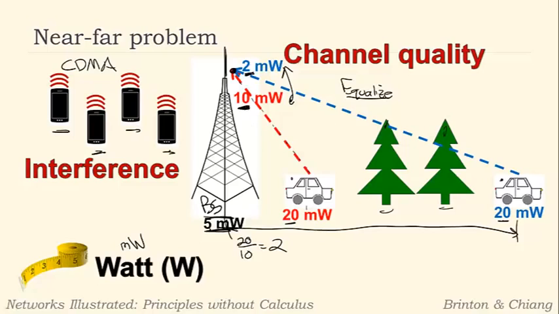And this transmitter is, on the other hand, too low. So this 20 over 10 gives us a factor of 2, which tells us how much this signal has decreased by the time it got to this recipient.